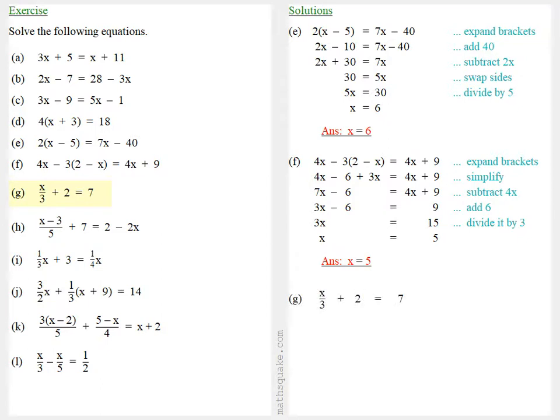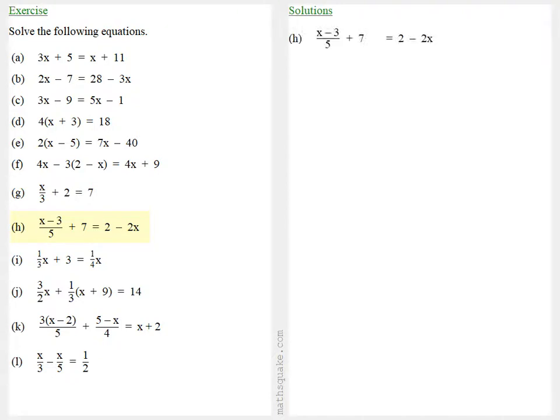In question G, we have x over 3 plus 2 equals 7. Now that's got a fraction in it. So we want to eliminate the fractions to make it a bit simpler by multiplying by 3. So we have 3x over 3 plus 3 times 2 equals 3 times 7. Each of the terms must be multiplied by 3. Now that simplifies to x plus 6 equals 21, so if we subtract 6 from both sides, that leaves x equals 15, and that's our solution.